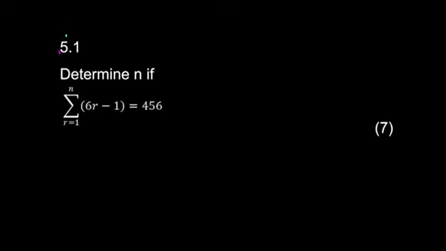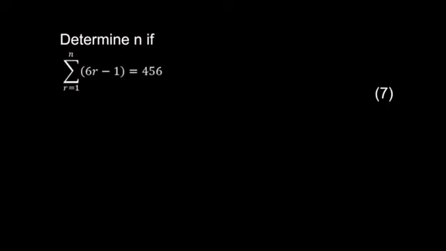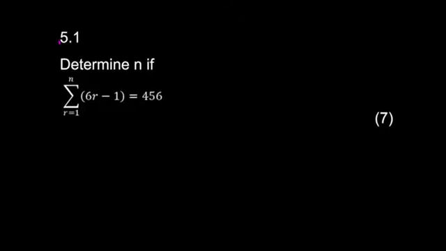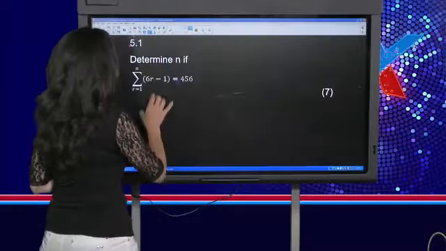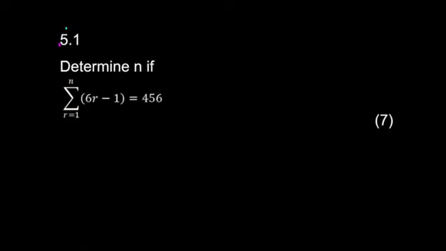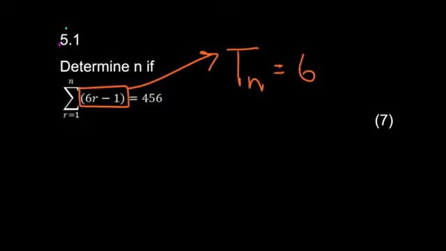Okay, and then I'd like to look at sigma. Determine n if such is happening. So grade 12s, can you decode what this is all saying? Okay, so this is really shorthand. This formula over here is a shorthand notation to tell me four important things. The first one is that sitting here is my general term. So that is my Tn. So Tn is 6r minus 1.